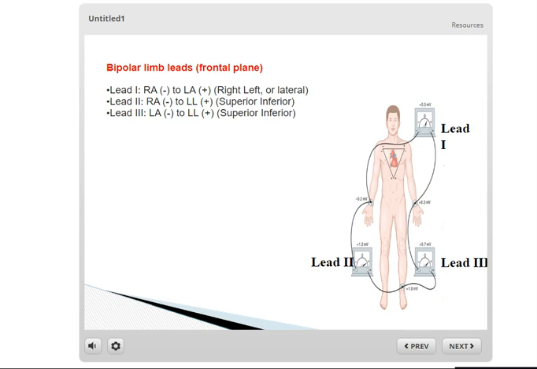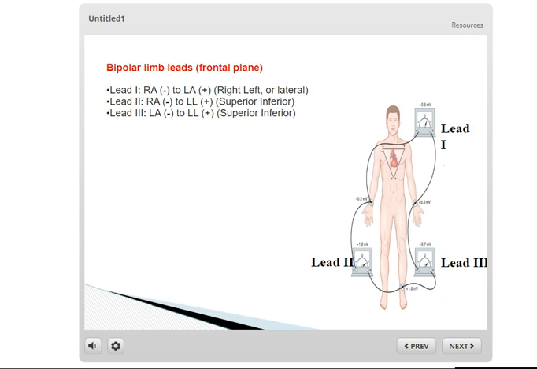Lead 2 represents the superior inferior orientation and shows the right arm to left leg voltage difference, the electrical activity happening between two areas. Lead 3 also represents the superior inferior orientation and shows the electrical activity between the left arm to left leg.